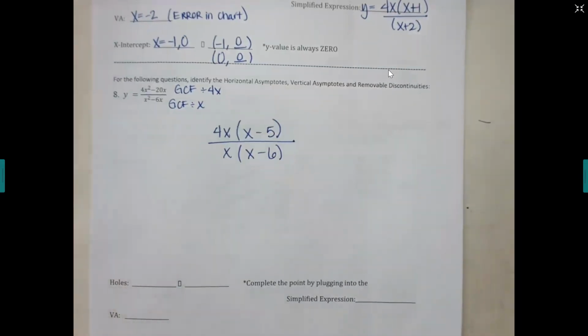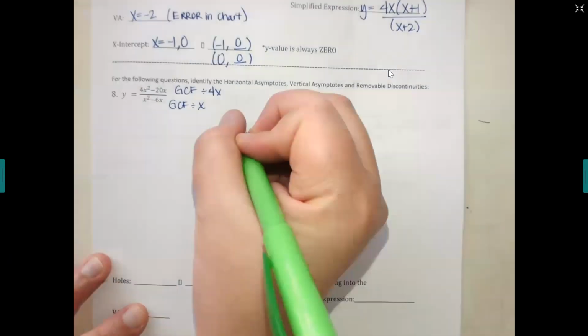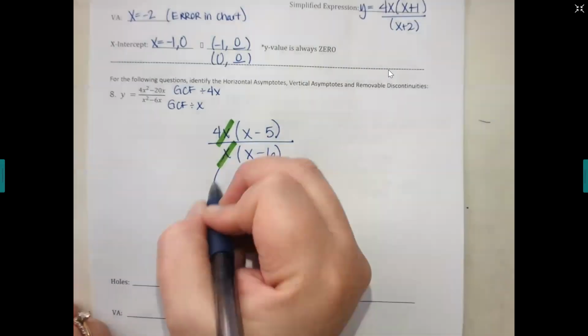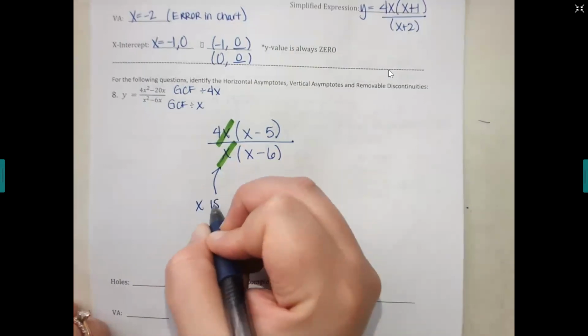Okay, from there, the number here doesn't matter. You're looking for x's that can cross out. So I have an x on the outside with an x on the outside. When you mark it out though, don't include the 4 because there's not also a 4 on the bottom. So gone, gone.